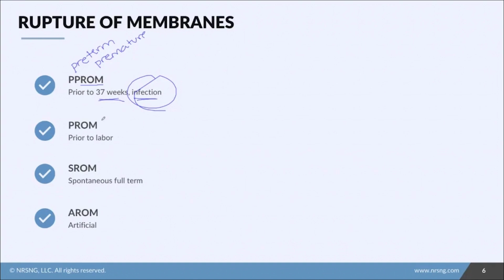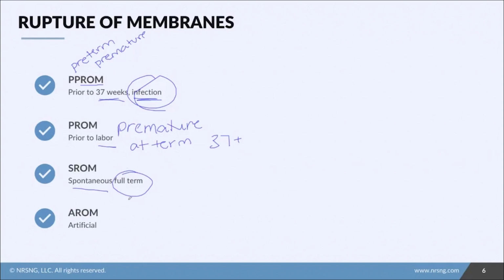PROM just means premature rupture of membranes. The reason these patients get labeled this way is that they rupture before they're in labor. So their water breaks and they're not in labor. They're not contracting. These patients are also at big risk for infection, because their labor is going to be longer since we have to get it started for them. This is the patient that happens at term, so beyond 37 weeks. 37 plus weeks. SROM just means spontaneous rupture of membranes, and the patient's full term.